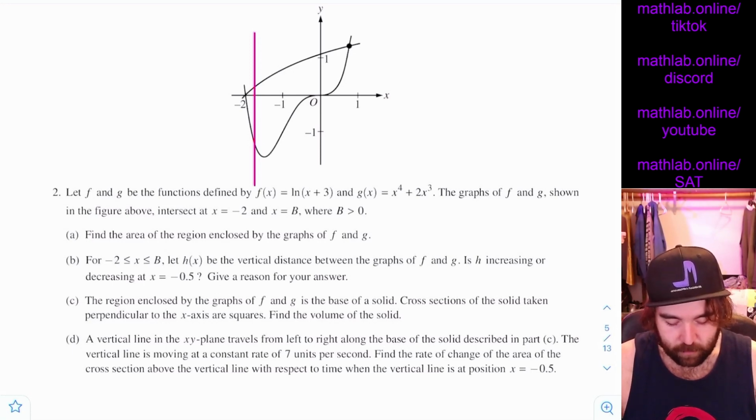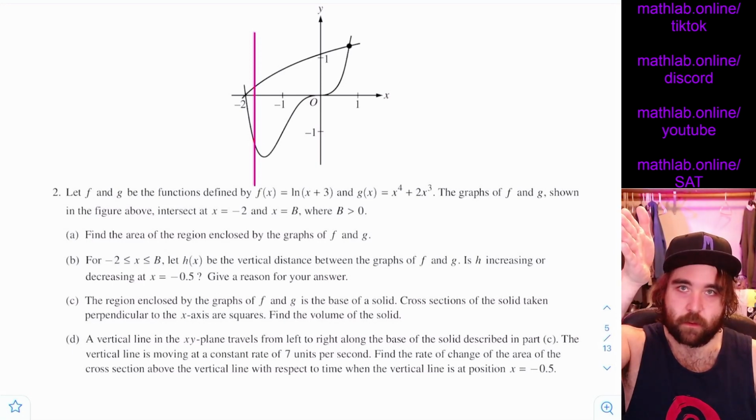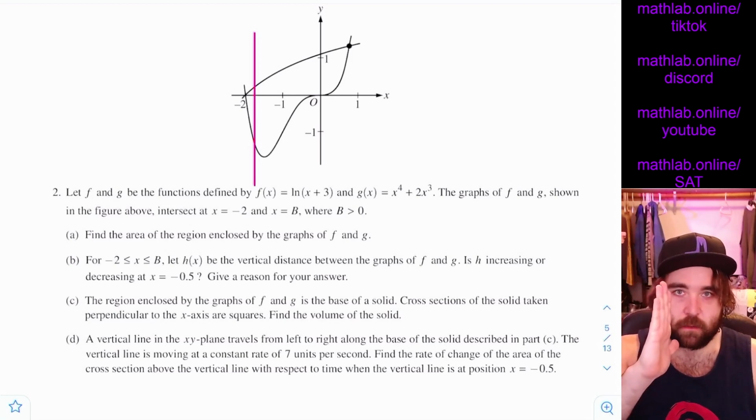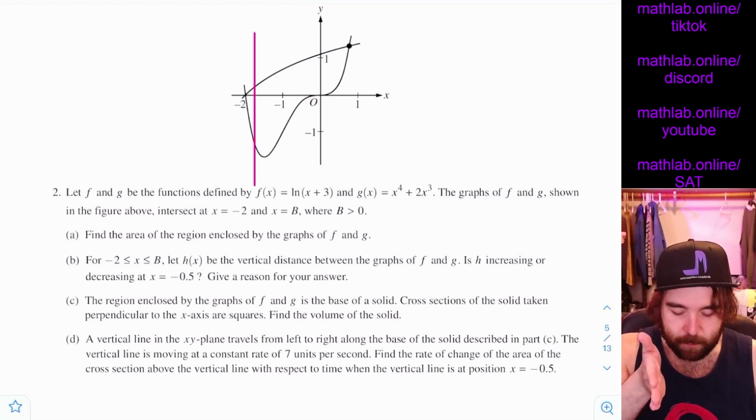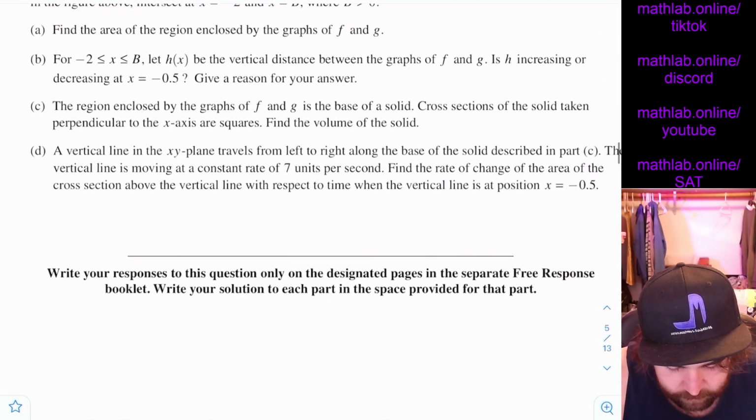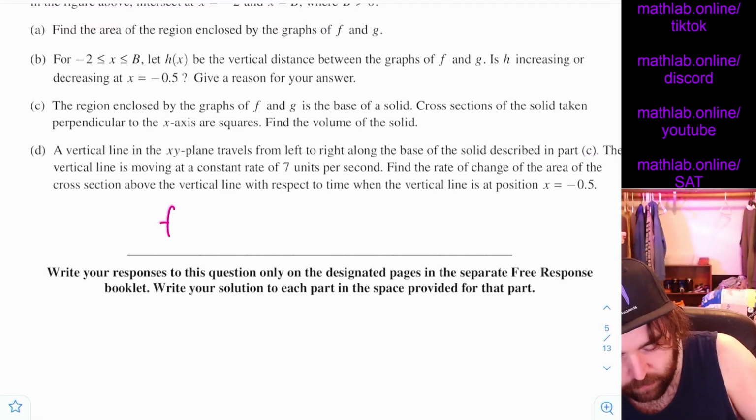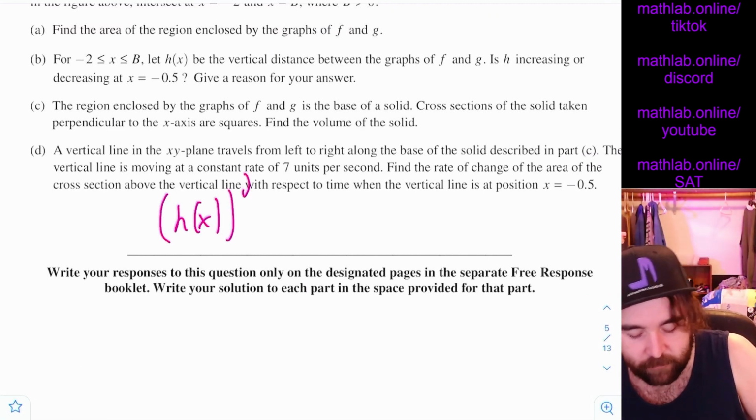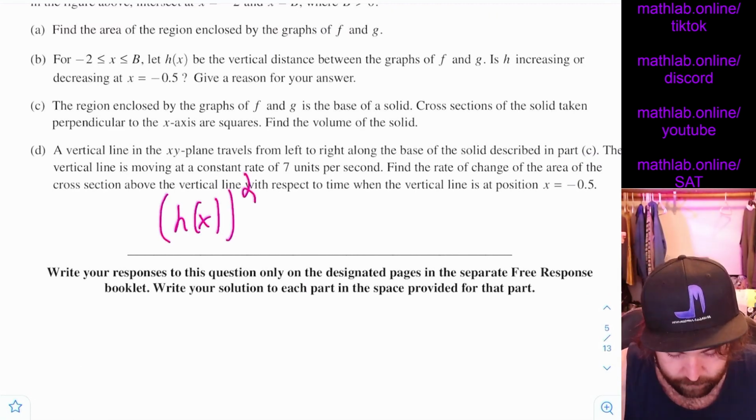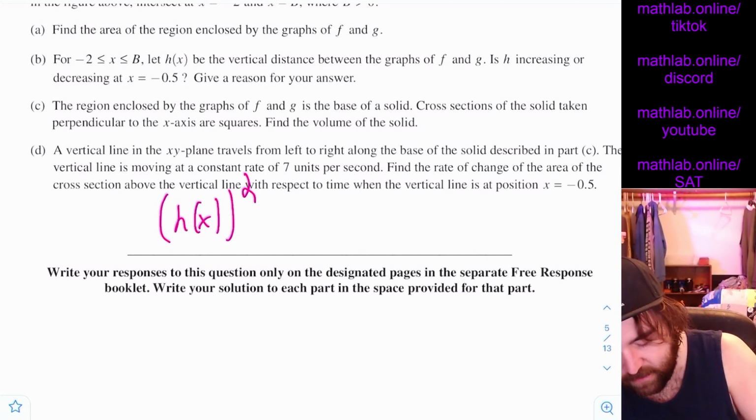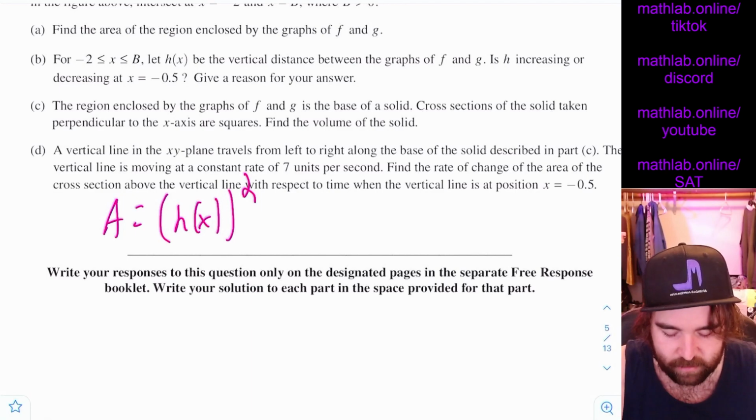The vertical line is moving. Find the rate of change of the area of the cross-section above the vertical line. The area of the cross-section above the vertical line. So that's just the area of the square, at that specific x value that they're talking about. So they're talking about the area of the square, which we've already said is h of x. H of x is the side length of the square. So the area of the square is h of x squared. That's the area that we're talking about here. The area is h of x squared.